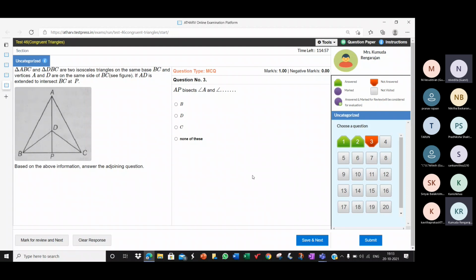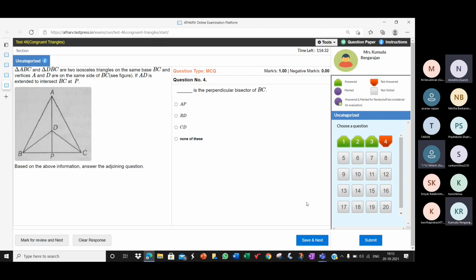AP bisects angle A and angle D, ma'am. Yes, ma'am. AP is the perpendicular bisector of BC, ma'am.